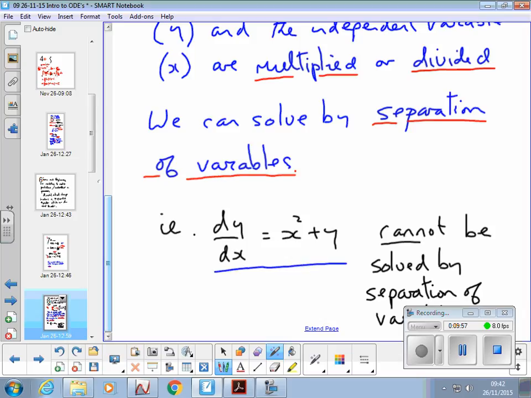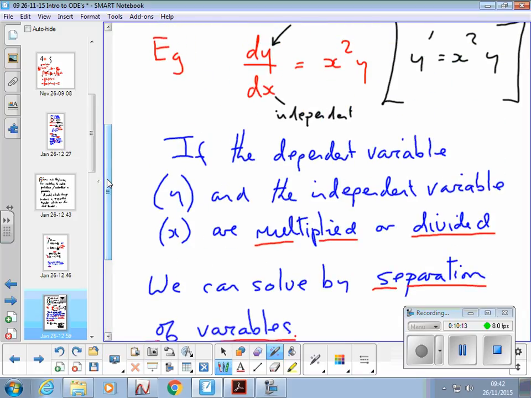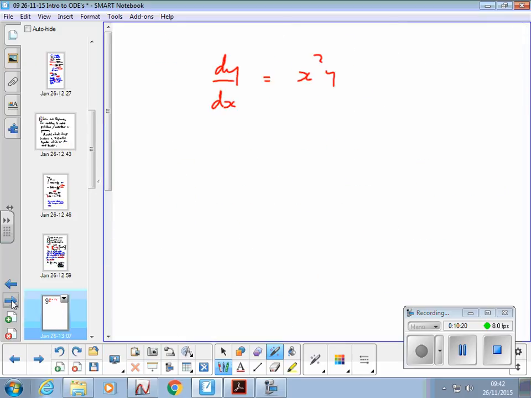This, for example, is something that's not a differential equation that can be solved using separation of variables, because the x squared and the y are not multiplied together, they're added. So I couldn't use this technique in an example like that. But I can in an example like this, because they're multiplied together. So let's have a look at this. dy by dx equals x squared y. And what we're going to do is separate the variables. Solve by separating variables.